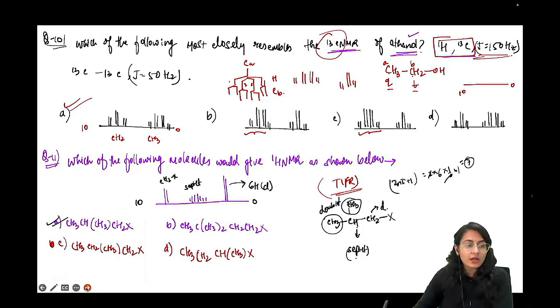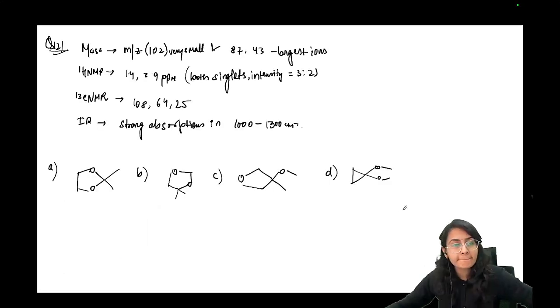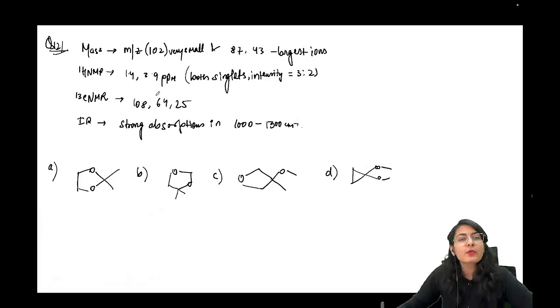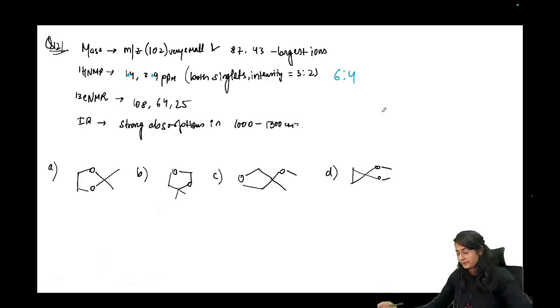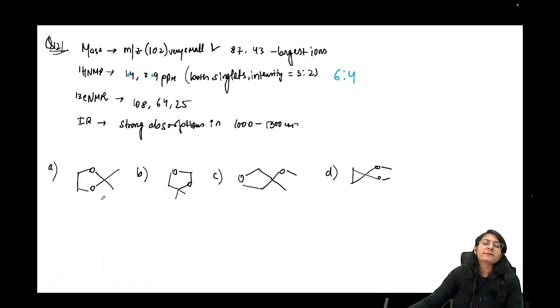Now let's do one more awesome question. Question number 12. Look at this. An organic compound has the following spectroscopic data. Let's see. First thing, let's look at the proton NMR. 1.4 and 3.9 ppm, both are singlet, intensity 3:2. So if the intensity is 3:2, it could be 6:4 also. All right, the ratio is given. We are not having the exact protons. Now look at option number A.